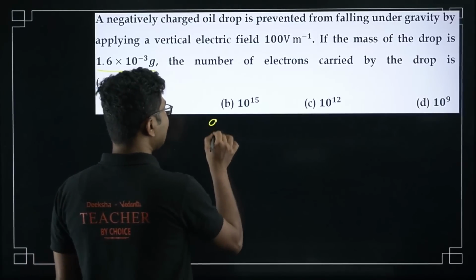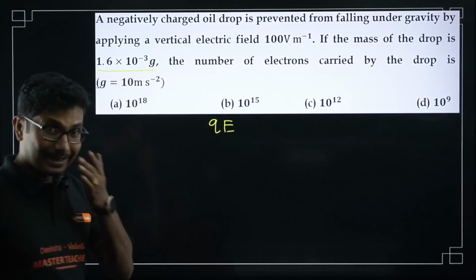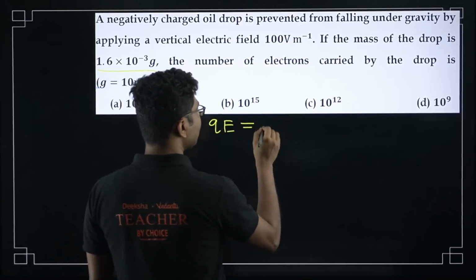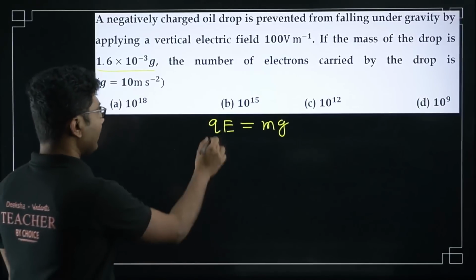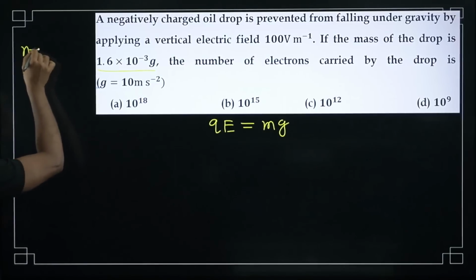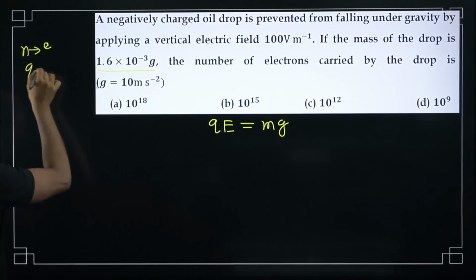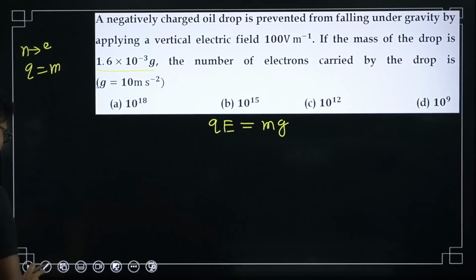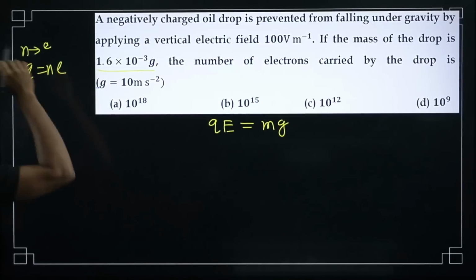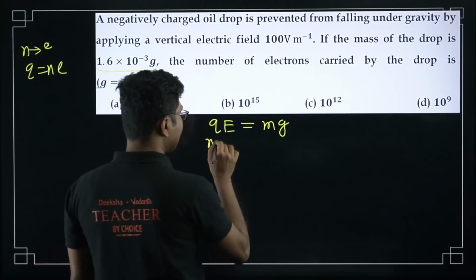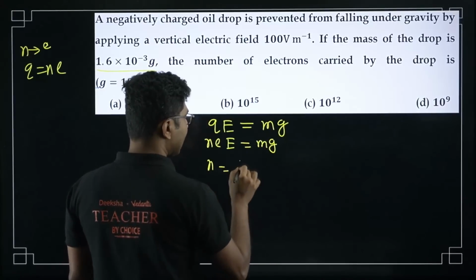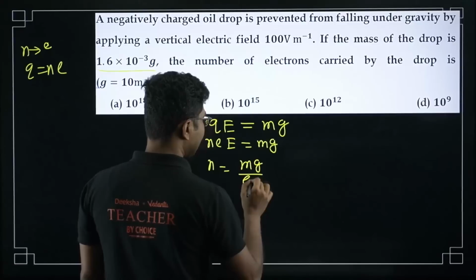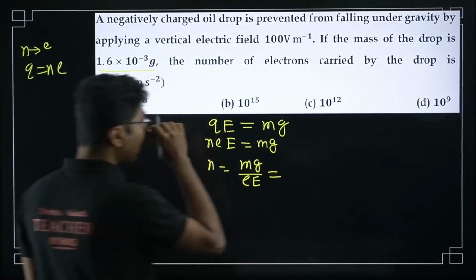So what is the formula? Q into E is the force due to electric field, and that should be equal to the weight of the drop. Now if it has n number of electrons, then Q should be equal to nE, right? That is the quantization principle. It should be an integer multiple, so n into e, right? So from here we say n into e into capital E equals mg, or n is basically mg by e into E.